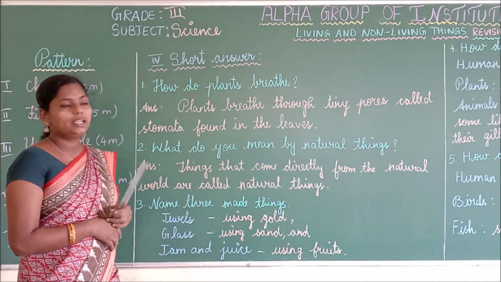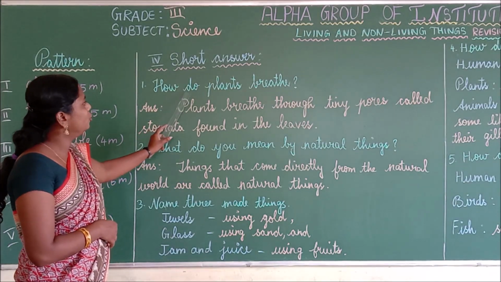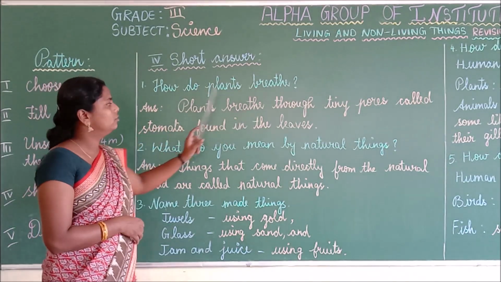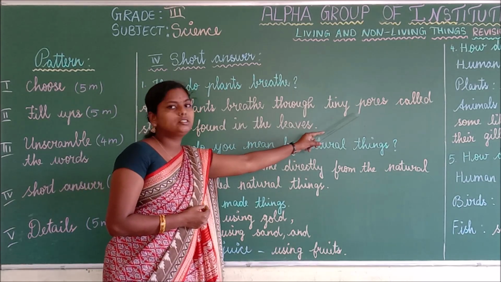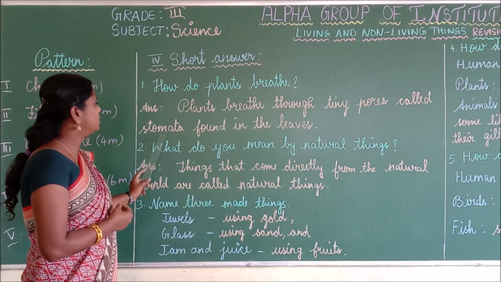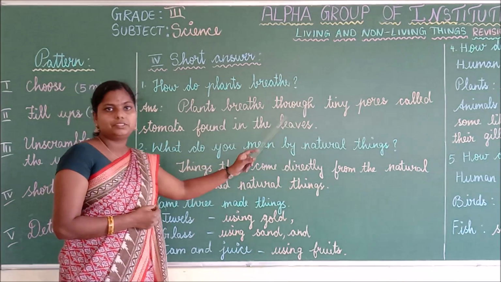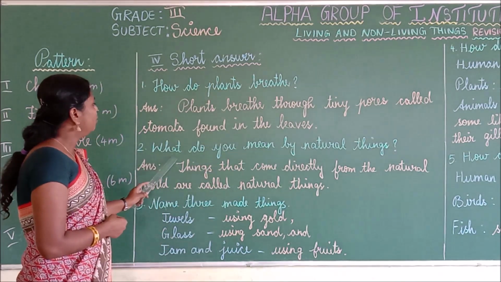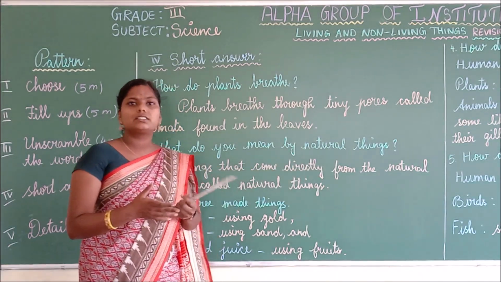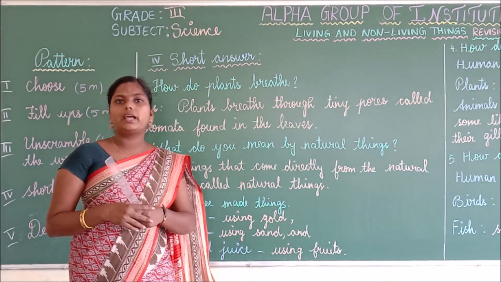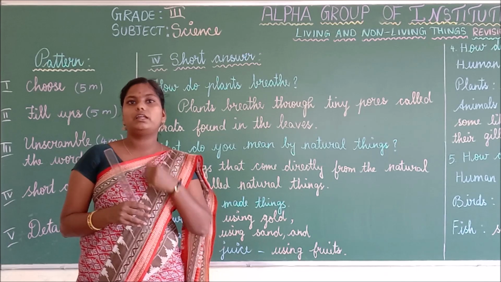Shall we recap once again? How do plants breathe? Plants breathe through tiny pores called stomata found in the leaves. Next question, what do you mean by natural things? What is asked in this question? What do you mean by natural things? Why are they called natural things?